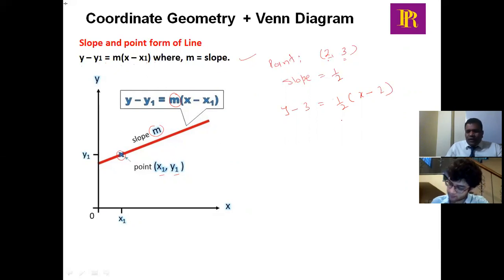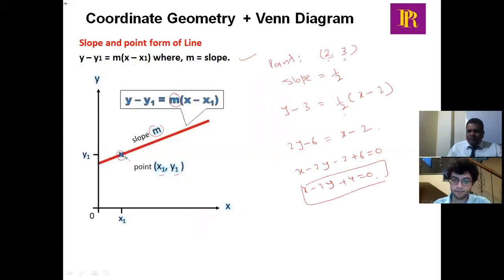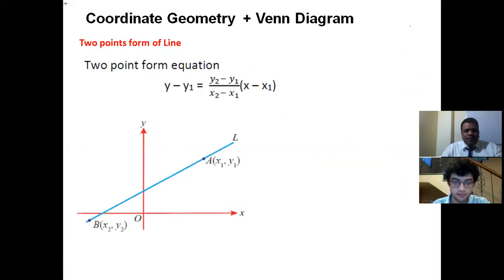Now what we can do is cross multiplication. So multiply 2 here. So this is 2y minus 6 is equal to x minus 2. Keep everything on one side. So this is going to be x minus 2y minus 2 plus 6 is equal to 0, or x minus 2y plus 4 is equal to 0. This is the equation of the line when you know one point from where the line is passing and the slope. Right? Okay.